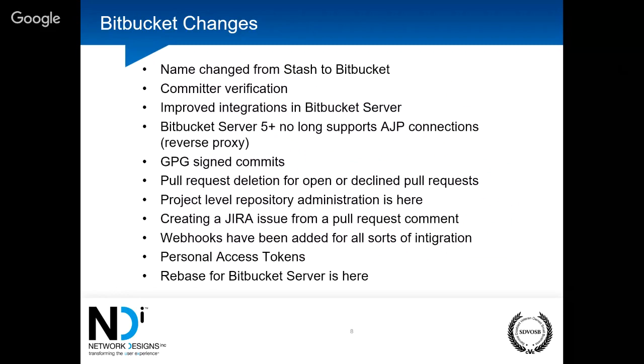You now have committer verifications. You have improved integrations with the Bitbucket server. One note is that the server 5 and above no longer supports AJP connections, which is your reverse proxy connections. You can now do GPG commits, signed commits. So that's a PGP style encryption, and your signature is a validated signature. So you can literally sign your commits now.